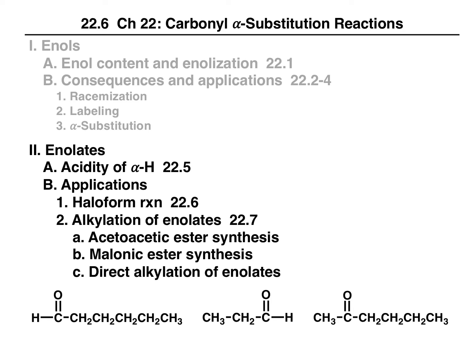In our next set of videos, we are going to focus on enolates. And so we're going to talk about the acidity of alpha hydrogens and then talk about applications. One quick one is the haloform reaction. And then we're going to talk about the alkylation of enolates, both with direct alkylation and some indirect methods called the acetoacetic ester synthesis and the malonic ester synthesis.